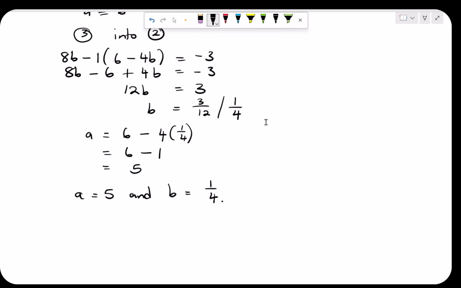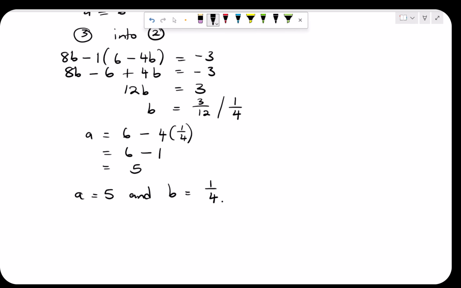So that is it, guys. That is how you deal with simultaneous equations using the substitution method. So remember what I said at the very beginning. You use the substitution method when one equation contains a unit quantity of one of the unknowns.